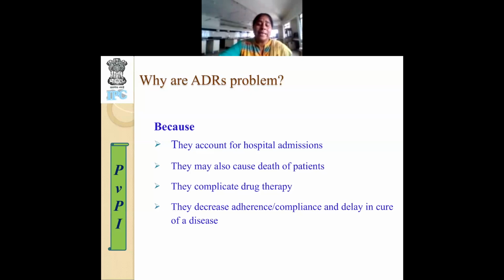And it may also decrease the compliance or delay the cure of a disease. For example, if the patient is a diabetic patient and is taking metformin, metformin may cause GI intolerance in many patients. I am receiving cases pertaining to this metformin. This GI intolerance may decrease the compliance. The patient may not be willing to take that particular drug, and he or she may want to change the treatment for that condition. So there is a chance of decreased compliance or delay in the cure of a disease due to the adverse drug reaction. These are the few examples which I have given here.